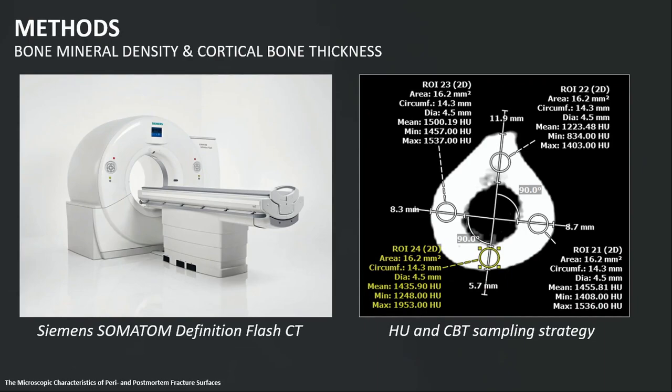We also used computed tomography, or CT scanning, to assess the role of relative bone mineral density and cortical bone thickness in fracture mechanics and surface appearance. We mounted the samples in foam and scanned them in a Siemens Somatom Flash CT scanner. Then we calculated bone mineral density from computed tomography scans of the bones using average Hounsfield unit values calculated from ROIs placed at 90-degree intervals on a cross-section of the shaft. We also collected cortical bone thickness at 90-degree angles around the shaft as well.